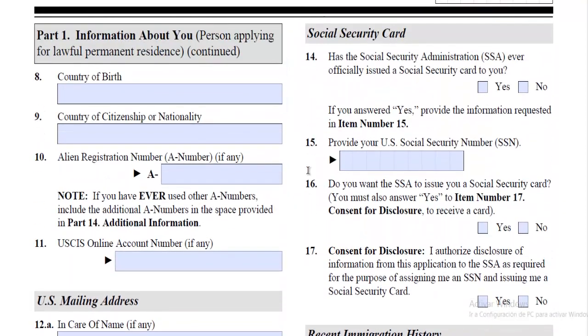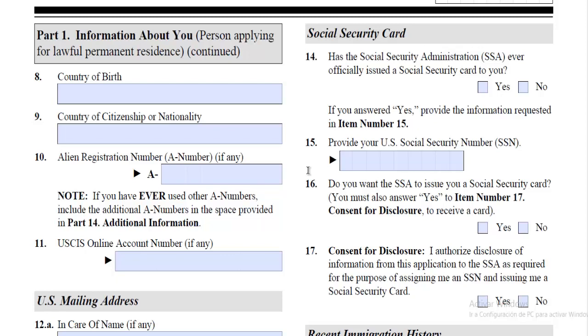On the Social Security card information, if you have a valid Social Security number from the Social Security Administration, which is SSA, enter the number here. If you don't have one, while filling in the rest of the application, this section lets you apply for one, or for a replacement card if appropriate, if the one you have shows limitations based on your non-immigrant status.